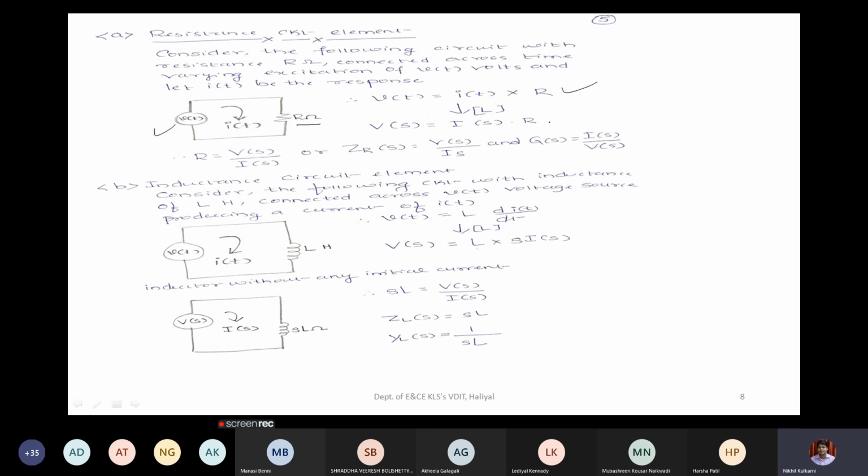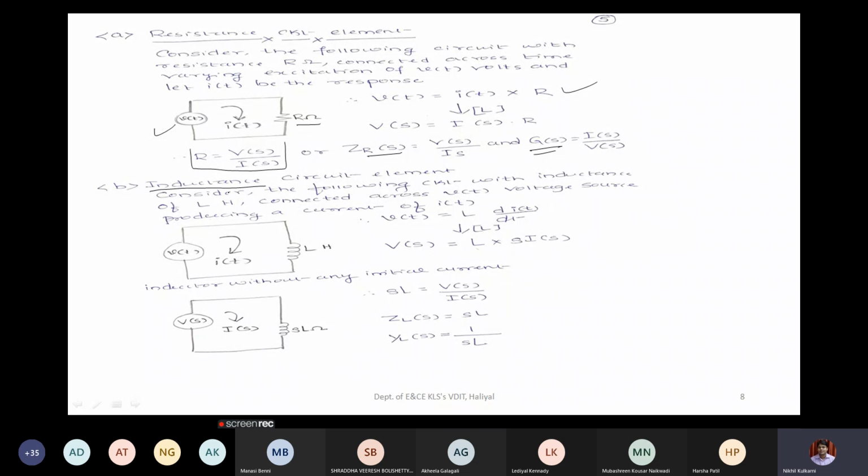Okay. And if you evaluate for R, you will get this. If you are interested in impedance in the S domain, that will be V of S upon I of S. And if you take the admittance or conductance, that will be I of S divided by V of S. Okay, next, the second element, that is inductance.